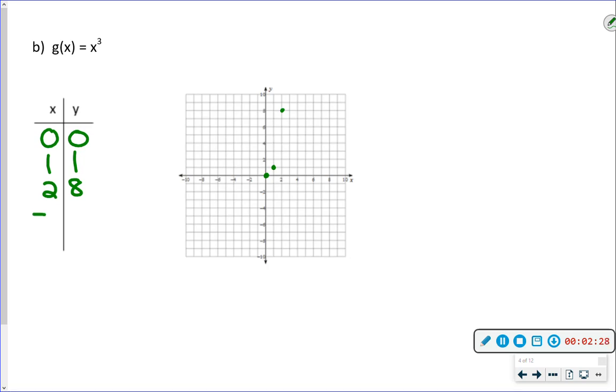Let's try some negative numbers. -1 cubed, 3 negatives make a negative. I'm going to go -2, -2 cubed, -2 times -2 times -2, -8. Let's get it plotted here. So these, like I said, make what you'll see as a little loop-to-loop there in the middle, a little curve. So that's your very standard parent function of a cubic function, a third degree graph.